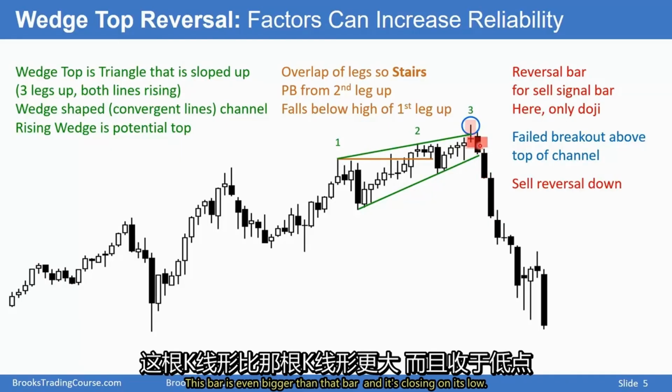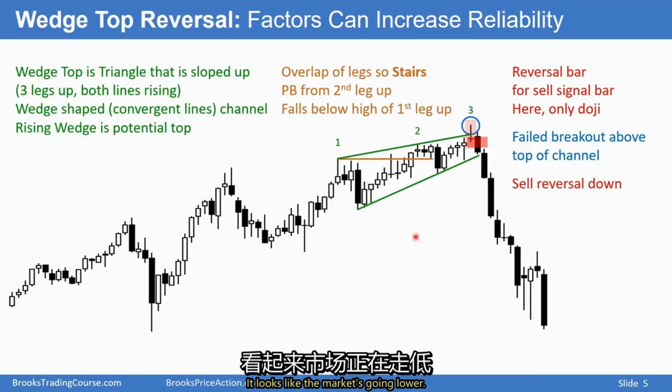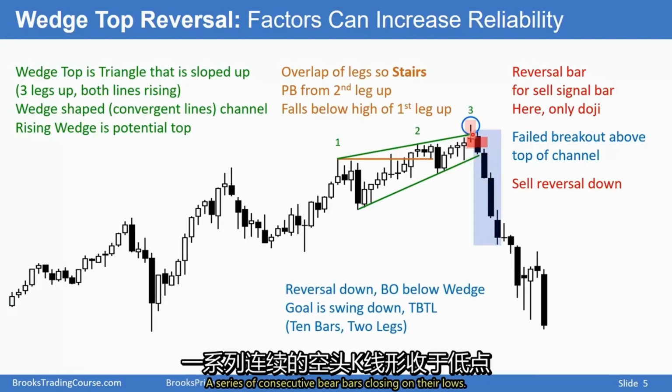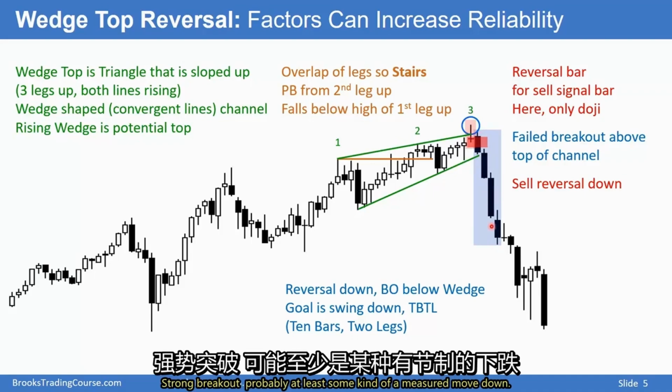This bar is even bigger than that bar and it's closing on its low. It looks like the market's going lower. A series of consecutive bear bars closing on their lows. Strong breakout, probably at least some kind of a measured move down.